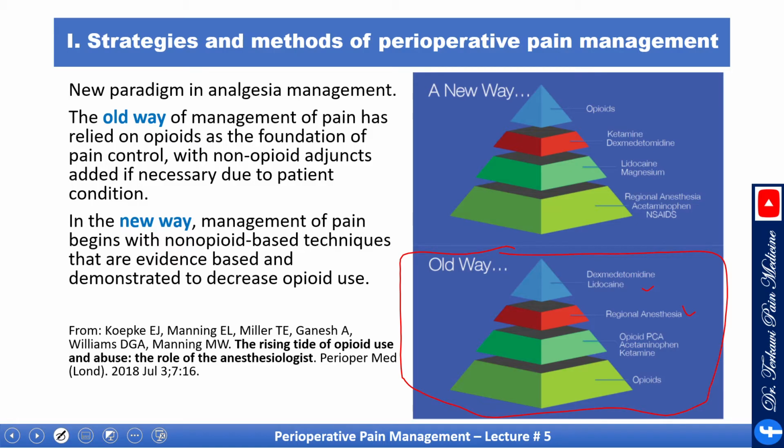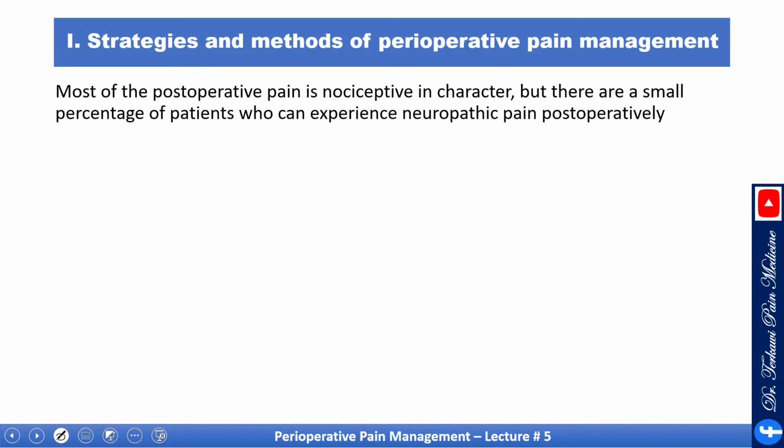Now, the new way of thinking is completely upside down from what happened in the past. So everyone should get regional anesthesia, Tylenol, NSAIDs, if not contraindicated. Then your next will be something like lidocaine, ketamine, and only once needed and as a last resort, you can give some opioid.